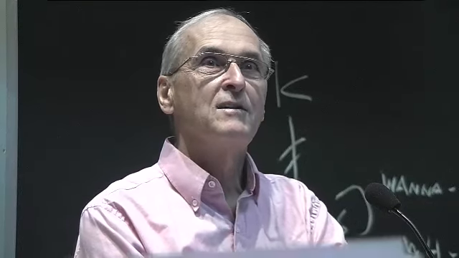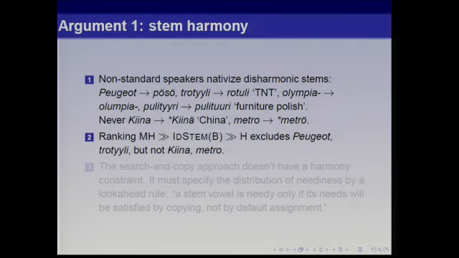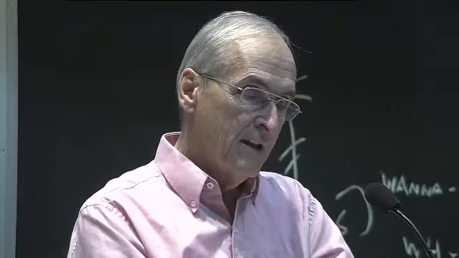So you have Kiina and Metro and so forth are never going to turn into Kiina or Metro. And that's obviously predicted by the ranking I've proposed, because Kiina and Metro are not violations of the system at all, whereas Trotuli and so forth are. Now, the search and copy approach doesn't actually have a harmony constraint.